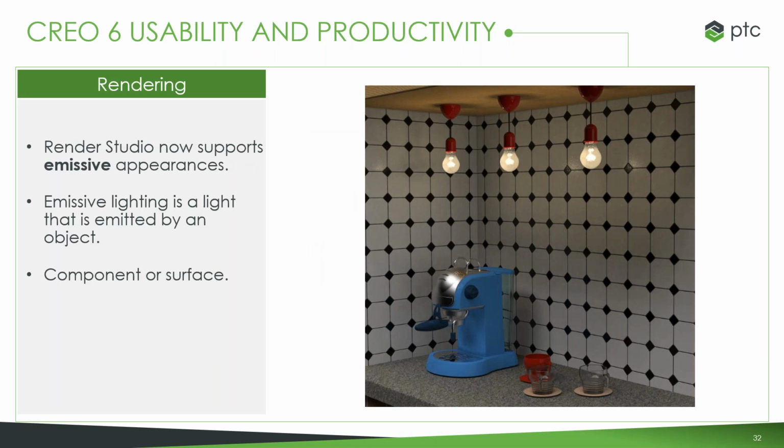First off, it now has the ability to do emissive appearances. And so what this means is that now when you create a light source with Render Studio, it can be one of the parts or surfaces that you want to emit light, just like the light bulbs in this scene. So you have more control over where the light's going to be coming from, how it's going to be casting shadows, and what objects you're going to be creating it.